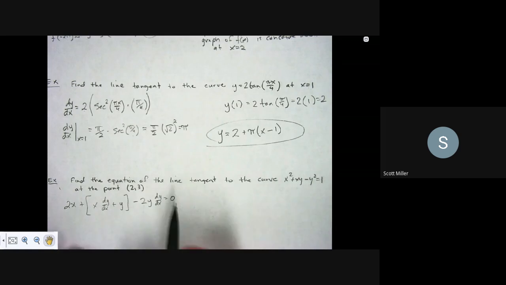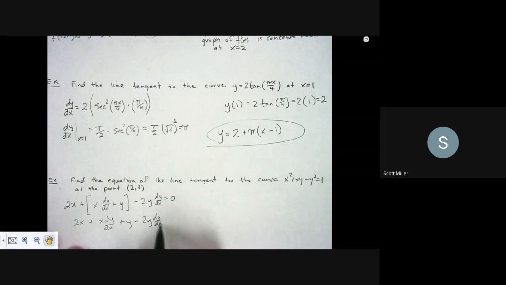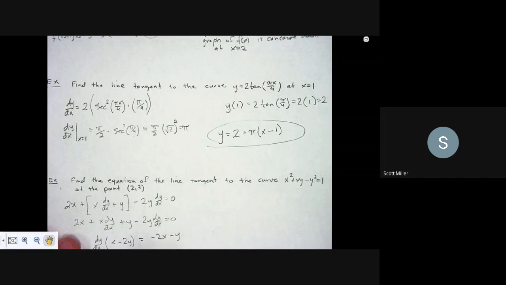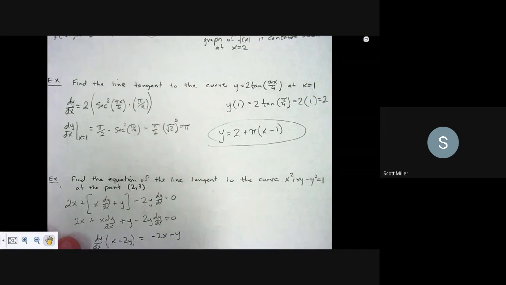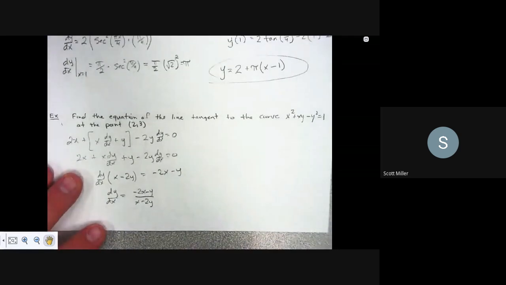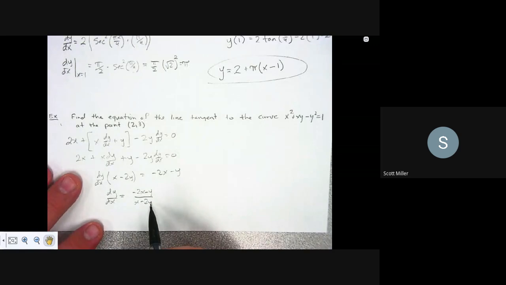Okay? And so then we need to solve for dy dx, so we clean all this up, and we can start moving things around. So x dy dx plus y minus 2y dy dx equals 0. Everything with the dy dx stays, everything that doesn't goes away, and then the dy dx I'm going to factor out. So I get dy dx times x minus 2y equals negative 2x minus y. And so now I have dy dx. Negative 2x minus y over x minus 2y. So that is my derivative. You can't see it, sorry. There's my derivative. Okay.